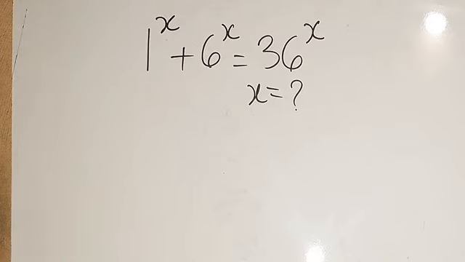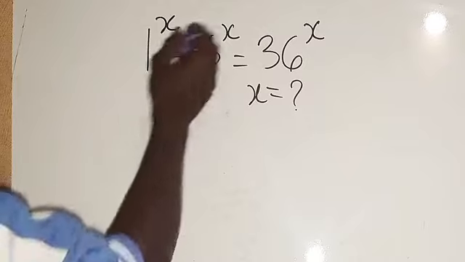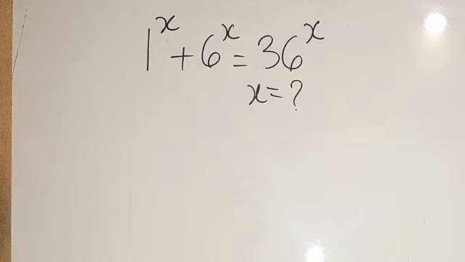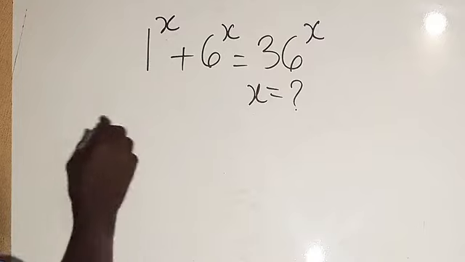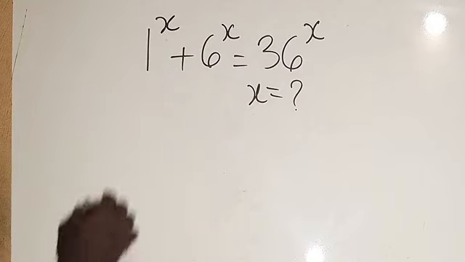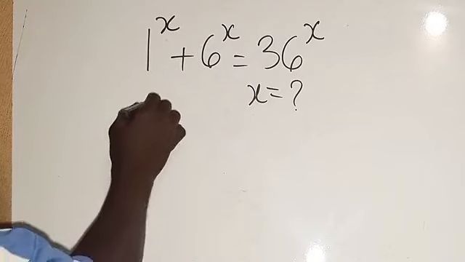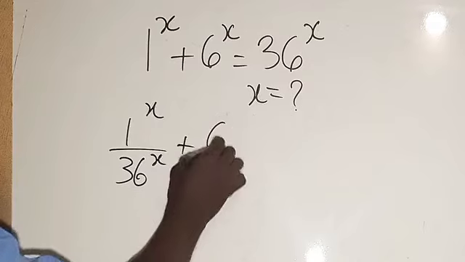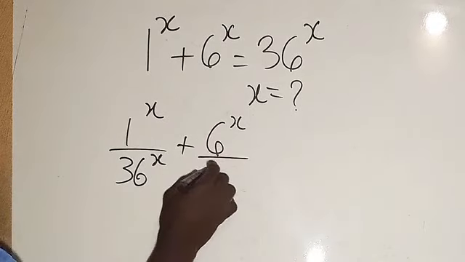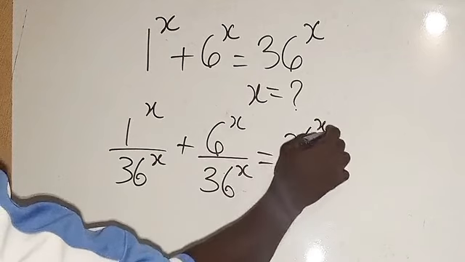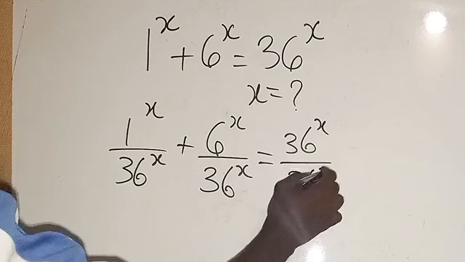The question has 1 to the power of x plus 6 to the power of x equals 36 to the power of x. What's the value of x? Right, so what I'm going to do here is divide through by 36 to the power of x. So this is going to be 1 over 36 raised to the power of x, plus 6 to the power of x over 36 to the power of x, equals 36 to the power of x divided by 36 to the power of x.